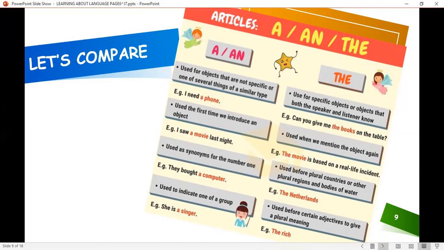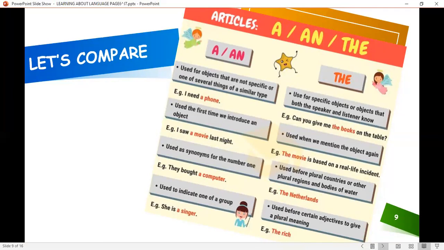While the is used when we mention the object again. The हम तब यूज करते हैं जब हम एक चीज को दोबारा से मेंशन कर रहे होते हैं. For example, the movie is based on a real life incident. It means that we have talked about that movie before.